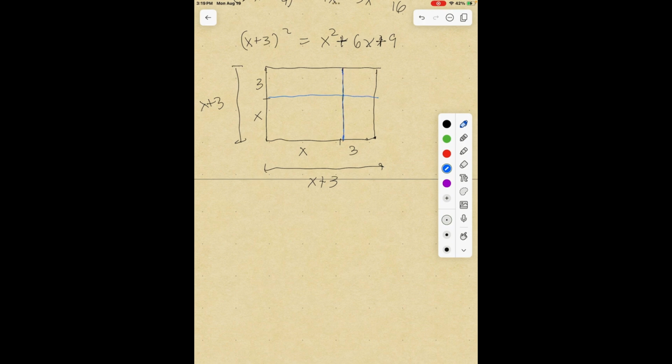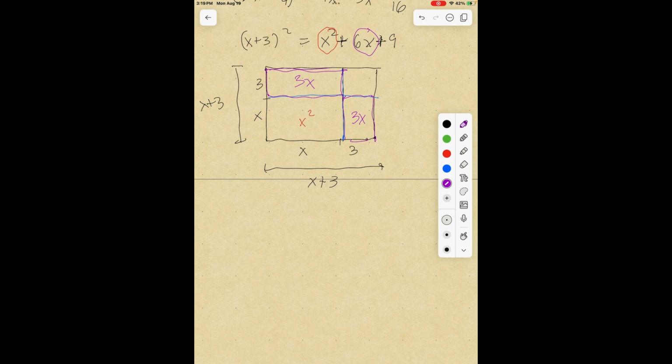You actually see where each of these things that you're adding come from. Since x squared is here, it's x times x makes x squared. The 6x comes from this part here, which is 3x, and this part here is also 3x, right? Because I have a base times height. And 3x plus 3x makes 6x.